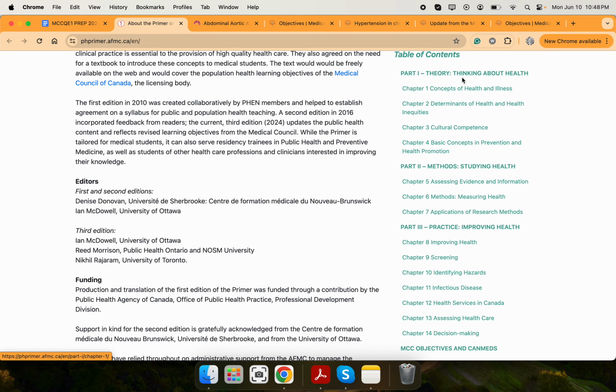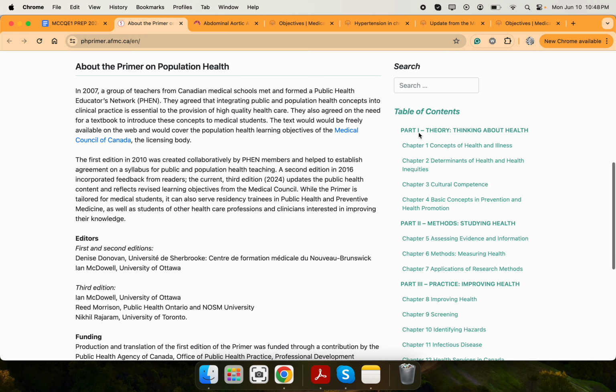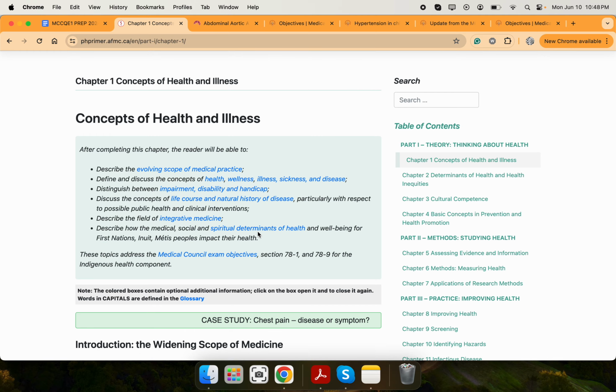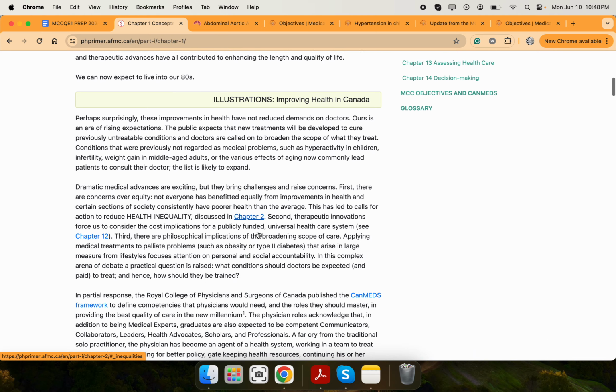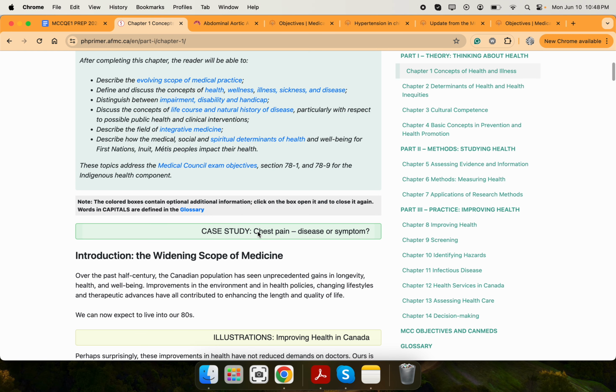All the chapters according to the MCC objectives are important to remember and study, but definitely it's going to be very vast. So what I used to do when I was preparing is I read this website once or twice, not 100%, but I did. It really helped me understand many things, and I got a lot of questions which I feel this website really helped me tackle.